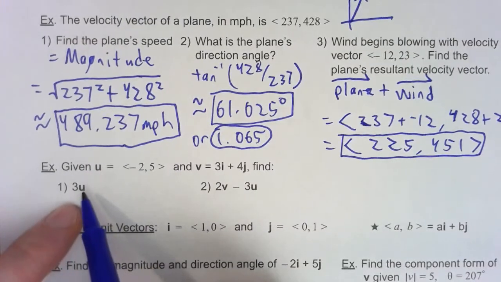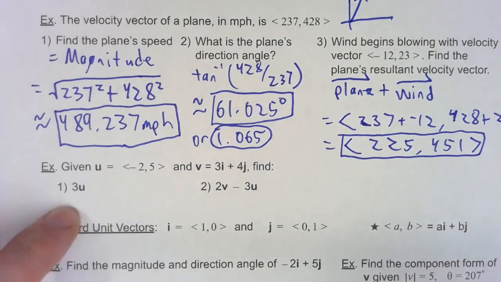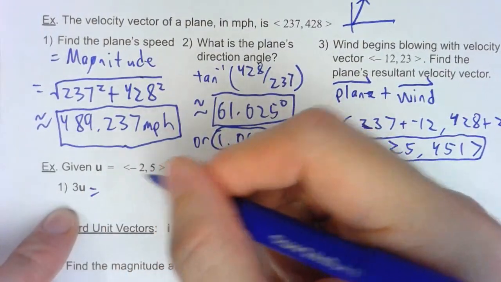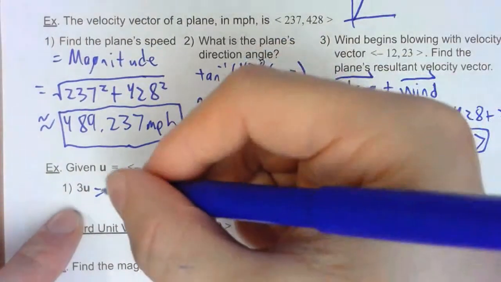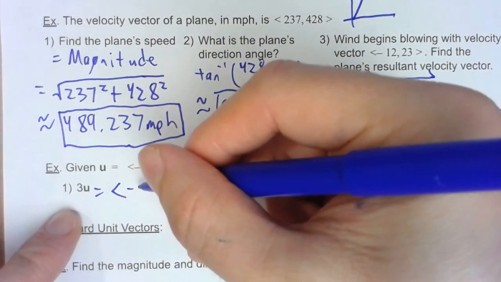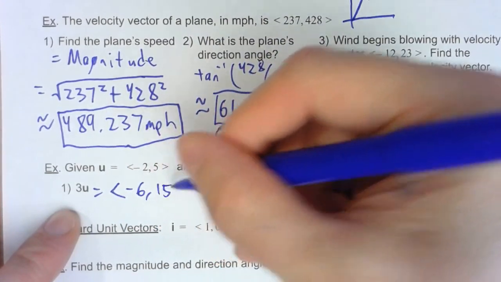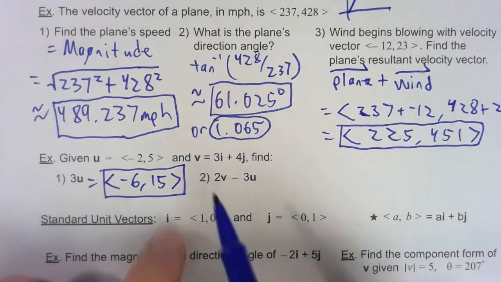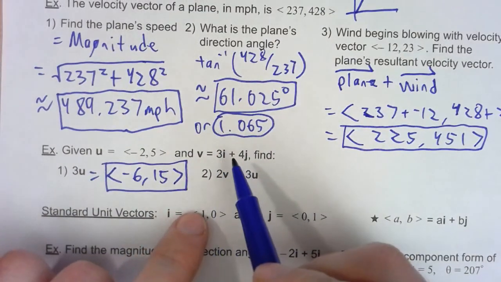But first of all, to multiply a vector by what we call a scalar, something that's just a number, just like matrices, it's super easy. You just distribute, multiply both components, the x and the y, by the 3. So we've got negative 6 and 15. Super easy. So what about the i's and the j's?